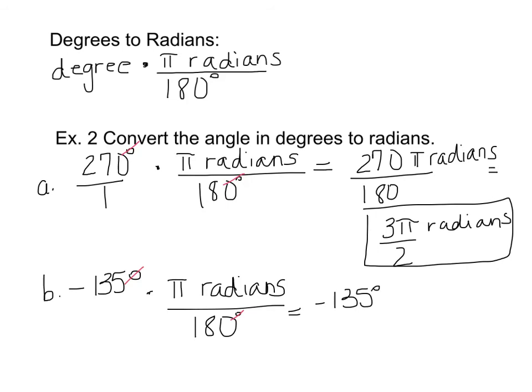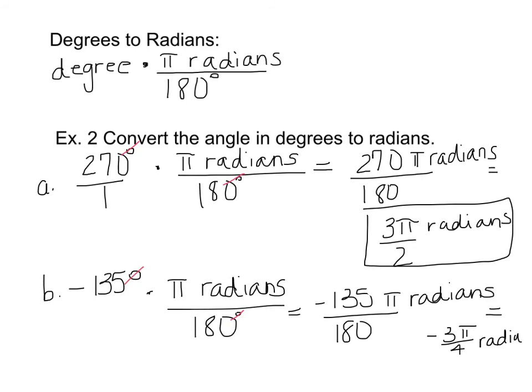No more degree. And sometimes you may have to divide a couple of times before you get it reduced to its lowest terms. So after you reduce it, you're going to get negative 3 pi over 4 radians. And there we have it.